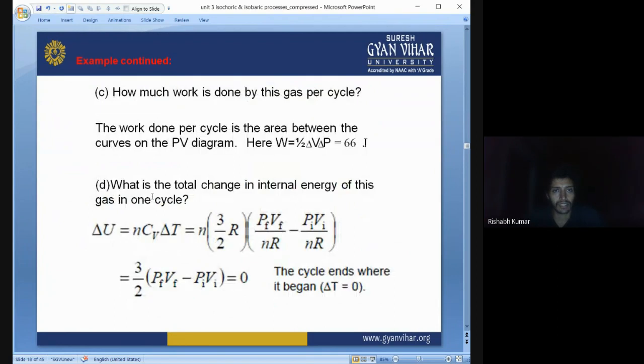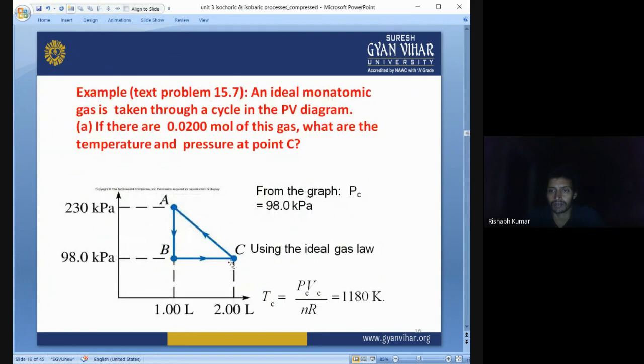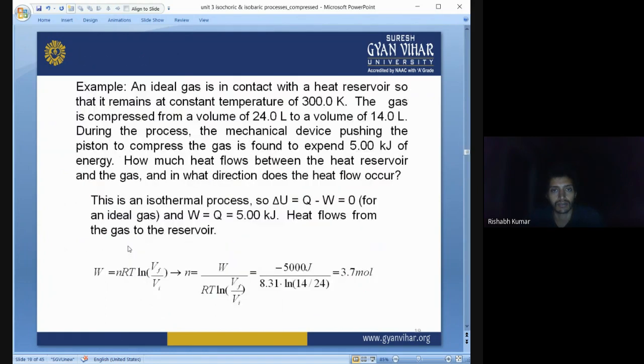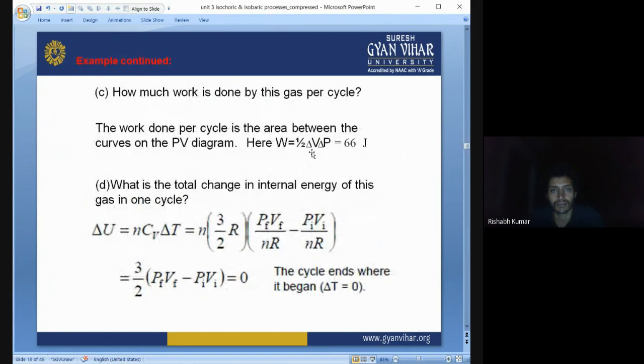So work done per cycle is the area enclosed by the curve on the PV diagram, right? So what is the area? It is a triangle. We know the area of a triangle is half into base into height, right? Half, base is your 2 minus 1, which is 1. Height is your 230 minus 98. That is going to be your work done. So this is half multiplied by change in volume and change in pressure, which gives 66 joule of work done.